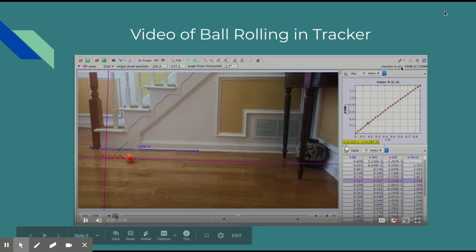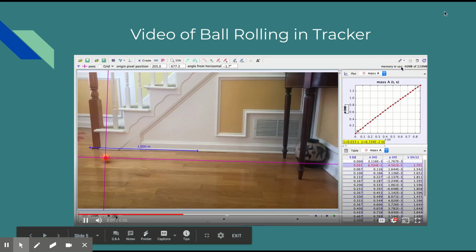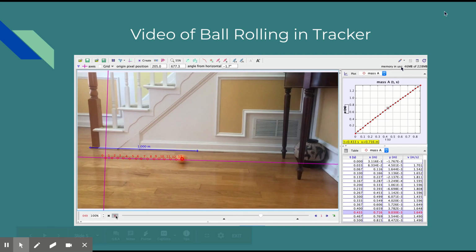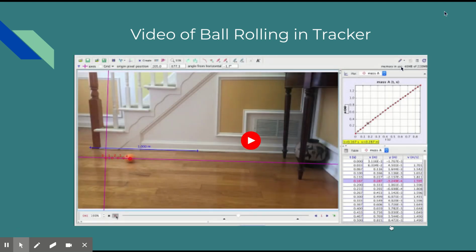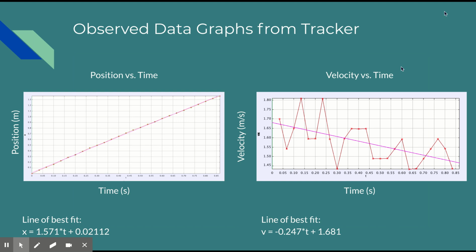This is a video of a ball rolling at seemingly constant velocity in Tracker. And these are the experimental data graphs plotted in Tracker that reflect position and velocity. The lines of best fit are in pink.